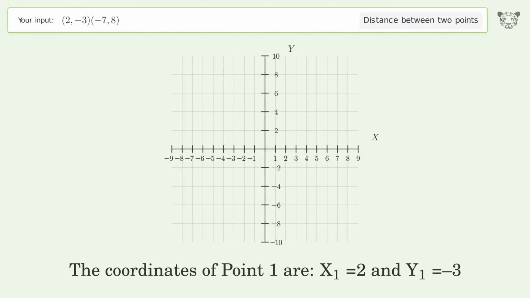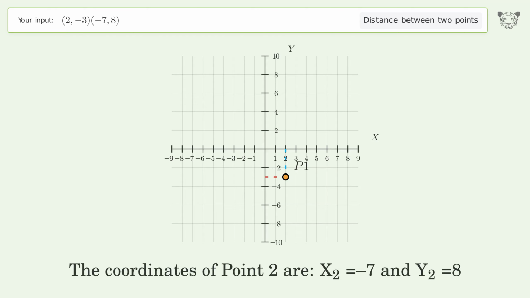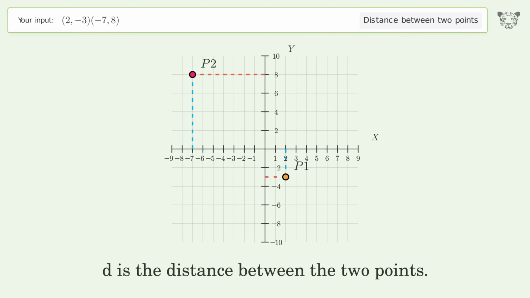The coordinates of point 1 are x1 equals 2 and y1 equals -3. The coordinates of point 2 are x2 equals -7 and y2 equals 8. D is the distance between the 2 points.